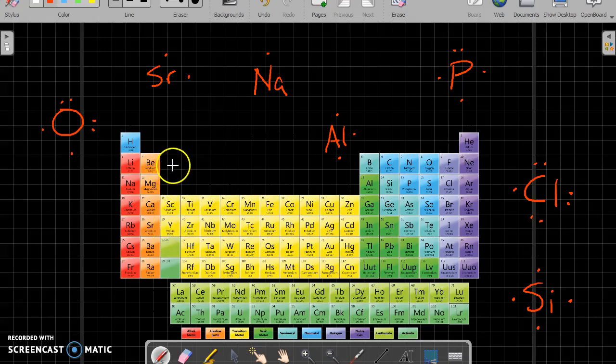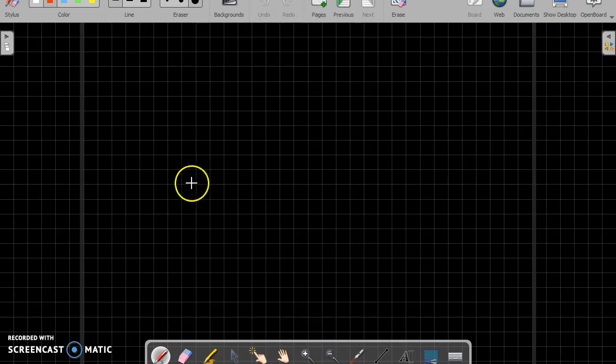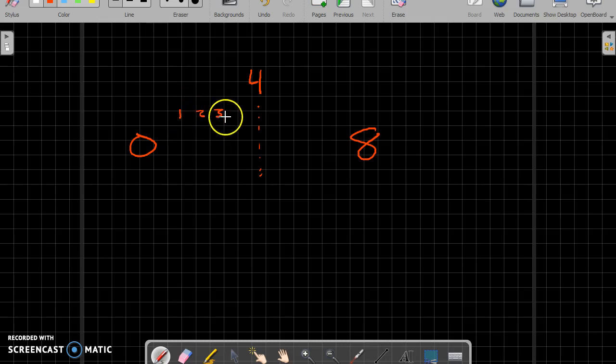Alright, now it's time to talk about the ionic charges that these ions will get. Remember, with ionic charges, things either want to go down to 0 or up to 8, with 4 being in the middle. Anything that has 1, 2, or 3 valence electrons is going to give those away and go down to 0, which leaves them with a positive charge because they're giving away negative electrons. If they have fewer negative electrons, they're overall going to be positive.